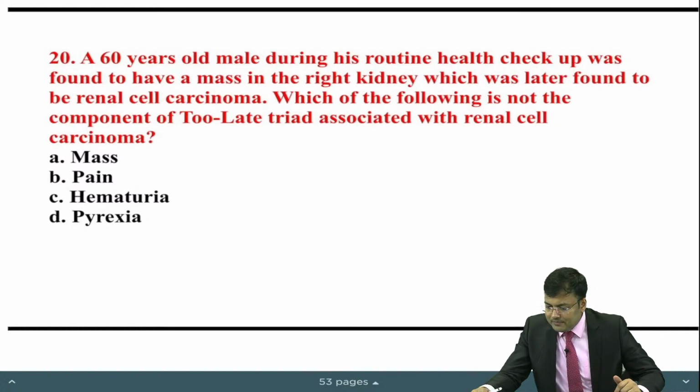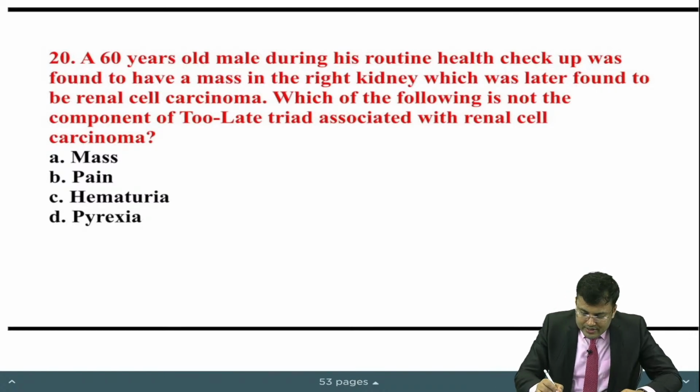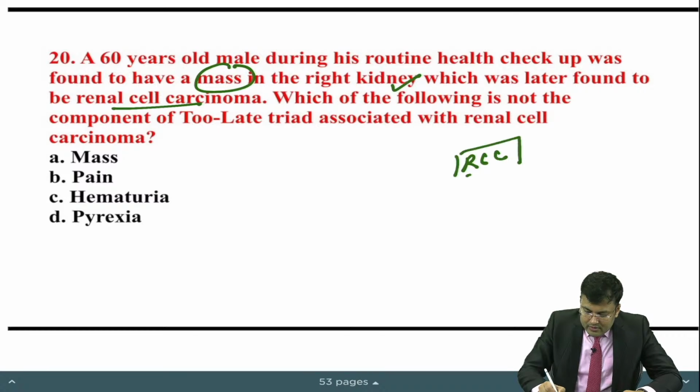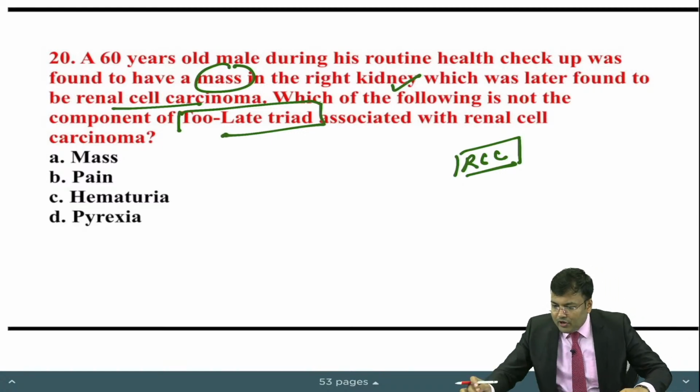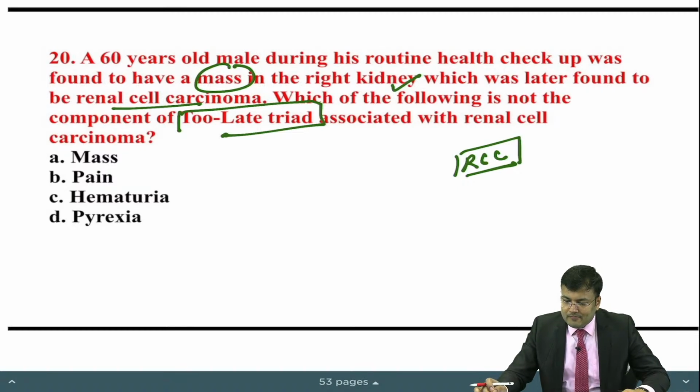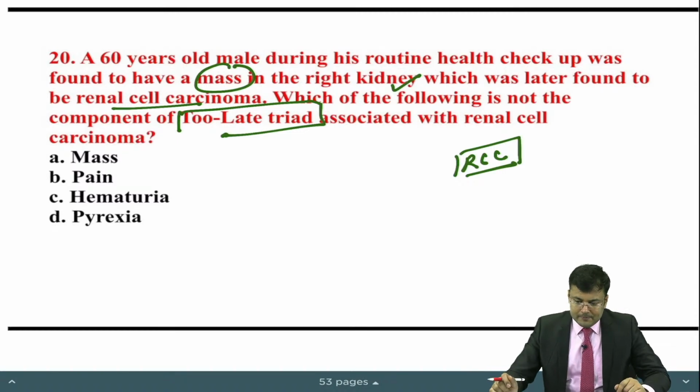Now see the question number 20, easy question, I am waiting for your reply. Tell me what is the correct answer. 60 years old male during his routine health checkup was found to have mass in right kidney, which was later found to have RCC. Which of the following is not the component of too late triad? Tell me.